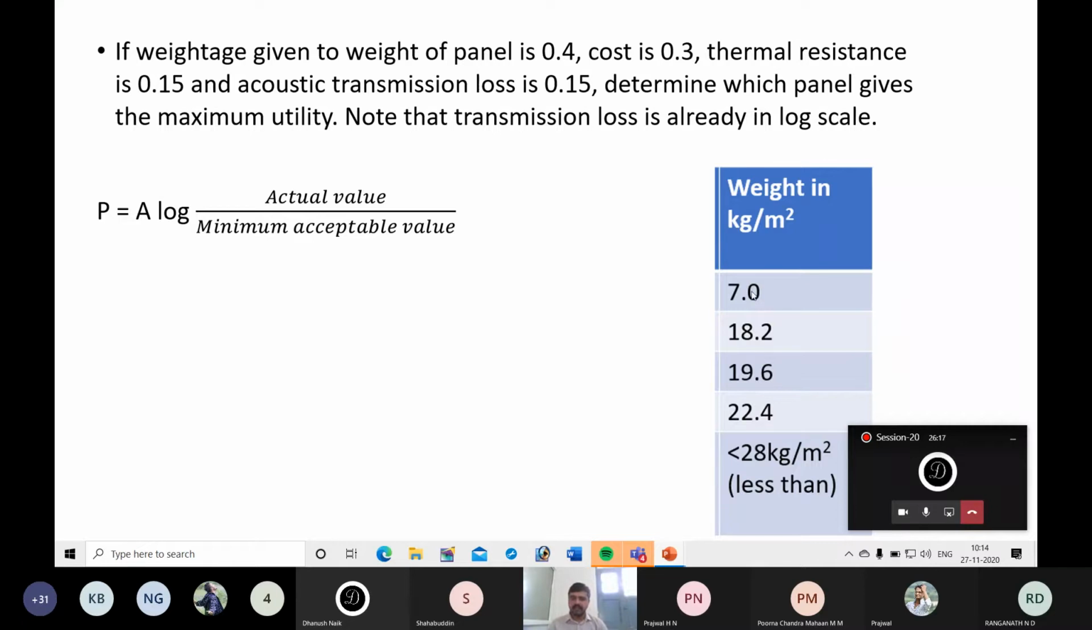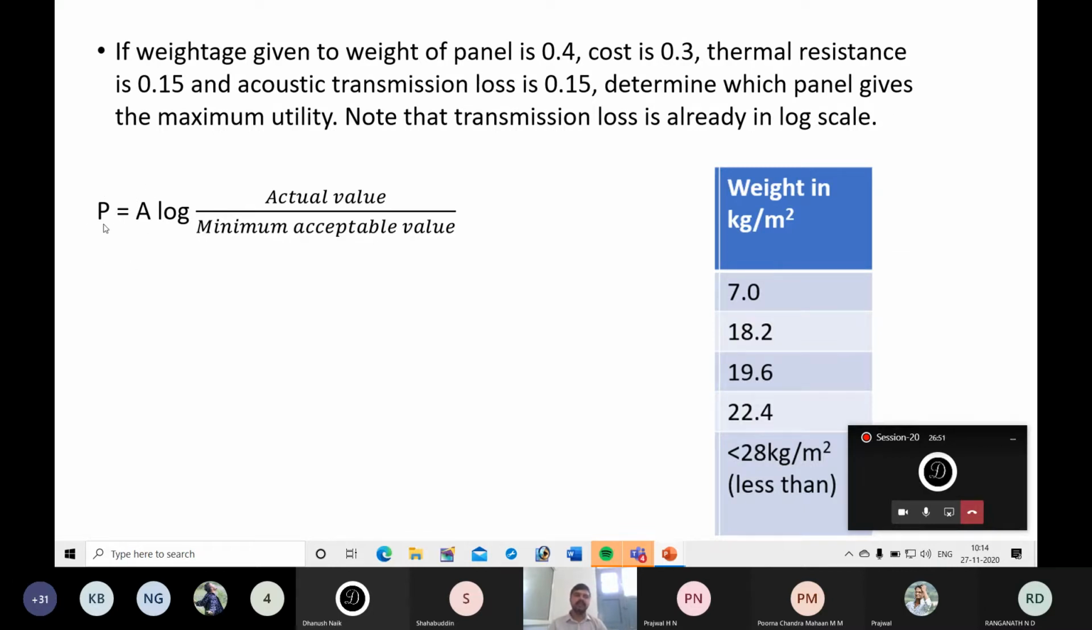For A, the actual value is 7. For B, the actual value is 18.2. For C, it is 19.6. For D, it is 22.4. From the given data, you will get the actual value and minimum acceptable value. Unknowns are the preference number and the constant value A. These two are unknowns. In the equation, if there are two unknowns, you cannot solve, and you cannot get any of this.